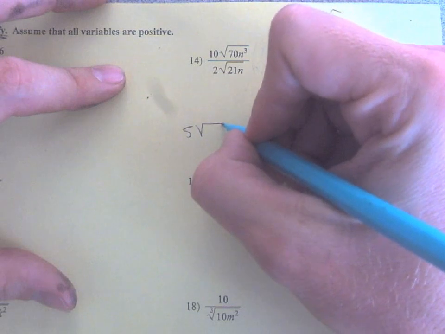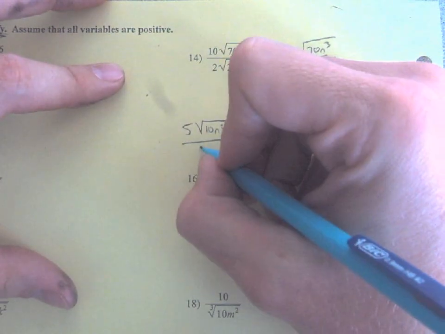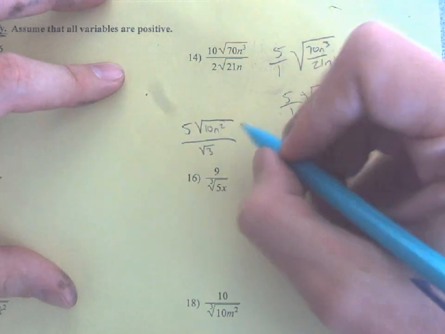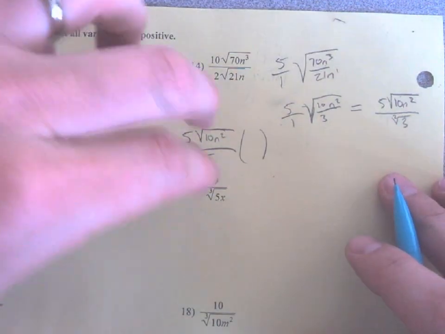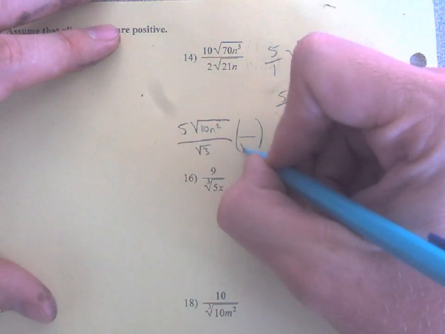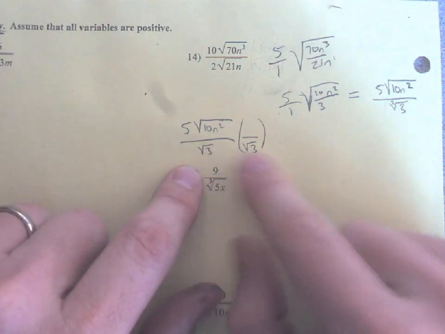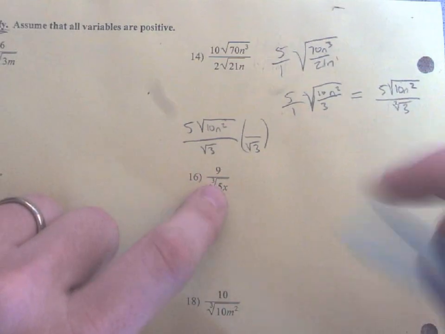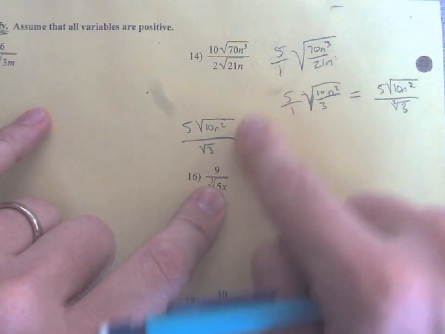5 times the square root of 10n squared over the square root of 3. And I don't want to change the value of this fraction, so I have to multiply by a form of 1. If I multiply by square root 3 on the bottom, which will help me cancel the square roots, I also have to do it on the top so that we keep this full fraction equal to 1.